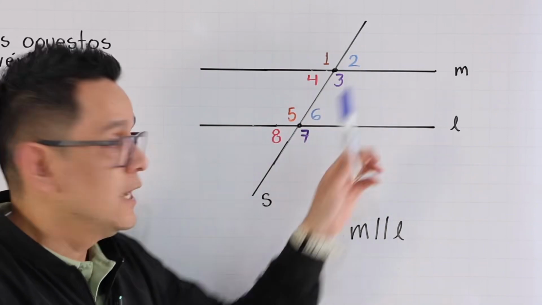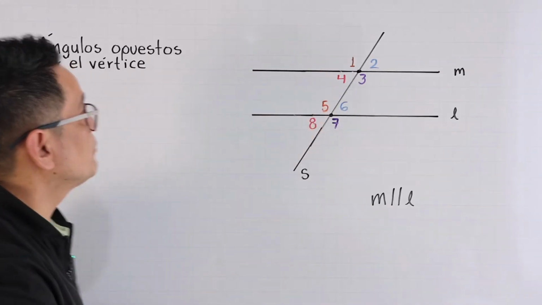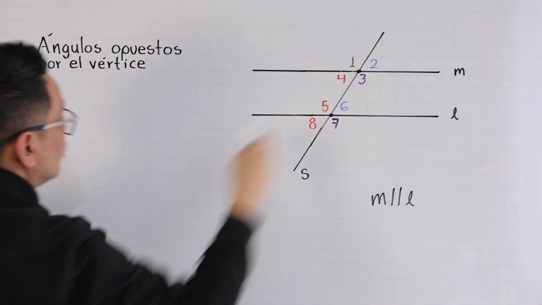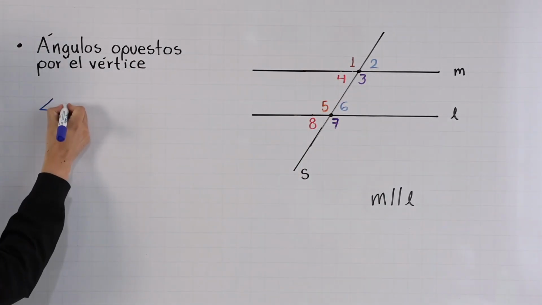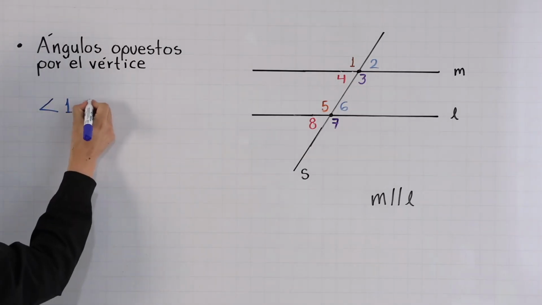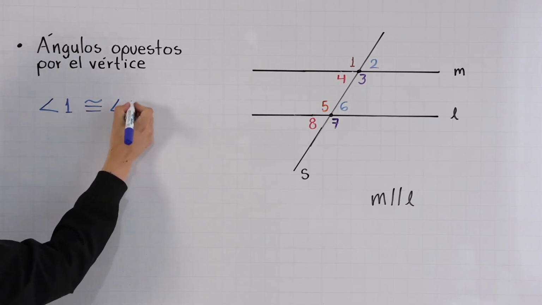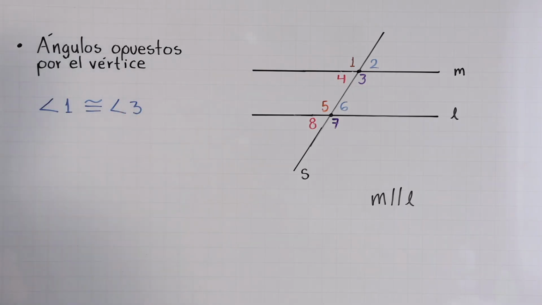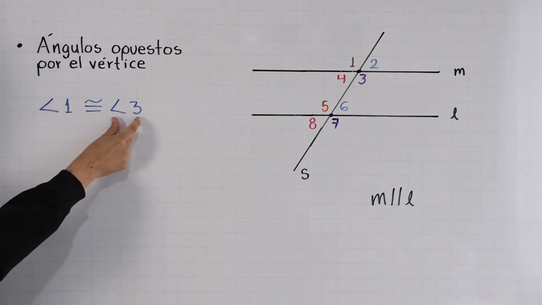And right now, we also found some relationships over here, right? But first, let me write this down. Angle 1 has the same measure as angle 3. We're going to write it as follows. We're going to write angle 1, and here we'll put this symbol, which is the congruence symbol. And here we'll now write angle 3. How do I read this? Well, I'm going to read it as angle 1 is congruent to angle 3.